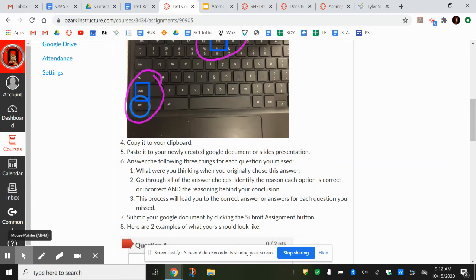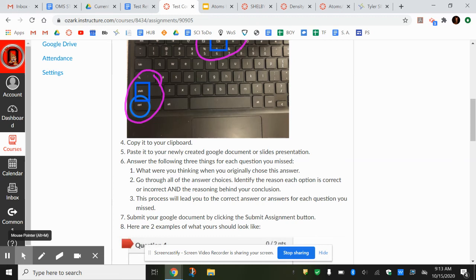So, first thing you're going to answer for every question you missed is for that particular question, what were you thinking when you originally chose that answer? Okay. Then you'll work your way through all of the answer choices. For every answer choice, I want you to explain why you think that option is either correct or incorrect and why. Again, this can really help me to lead you down the correct path if you are on an incorrect thinking path. And then lastly, again, this should lead you to the correct answer naturally. However, if not, then that makes a great segue for us to talk about that question.